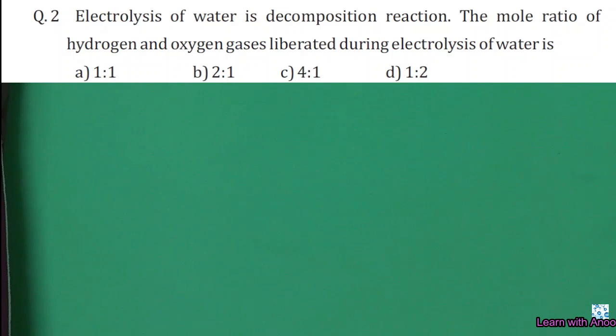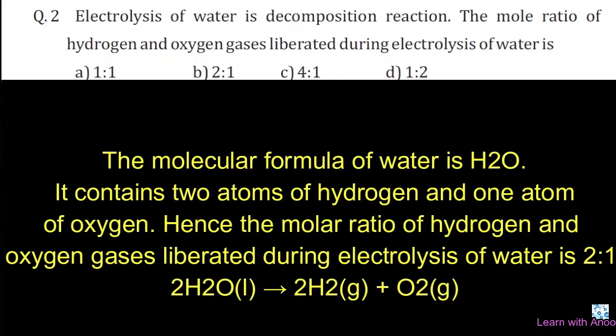Number 2, electrolysis of water is a decomposition reaction. The mole ratio of hydrogen and oxygen gases liberated during electrolysis of water is: options 1:1, 2:1, 4:1 and 1:2. The answer is 2:1, because in a balanced equation 2H2O decomposes into 2H2 and O2. There are 2 moles of hydrogen and 1 mole of oxygen gas liberated. That is why the mole ratio of hydrogen and oxygen gases liberated during the electrolysis of water is 2:1.